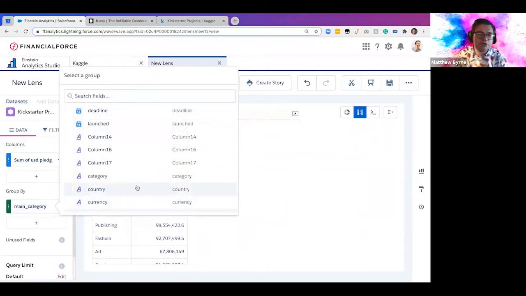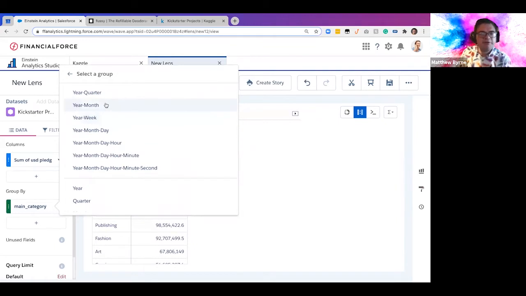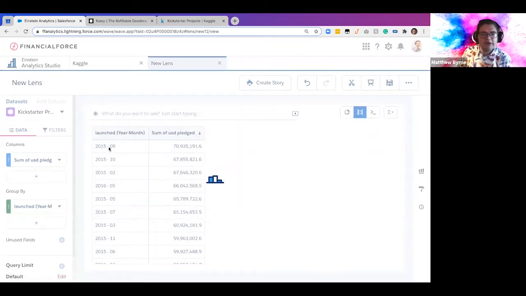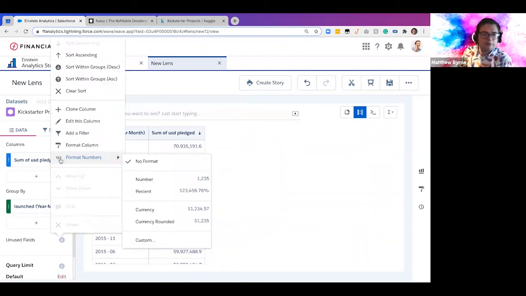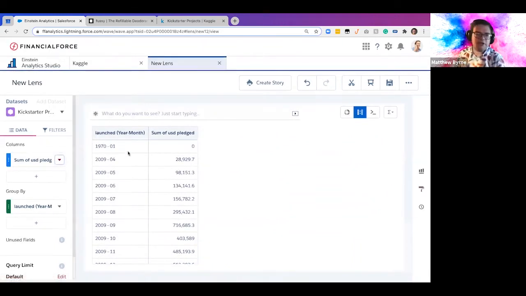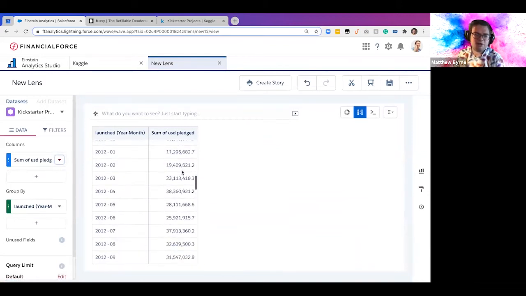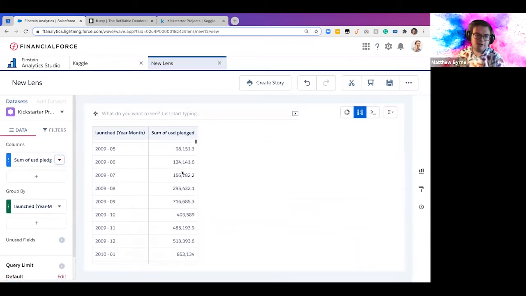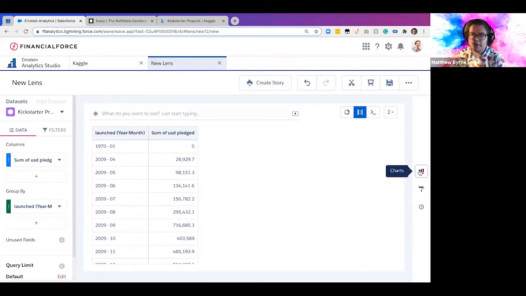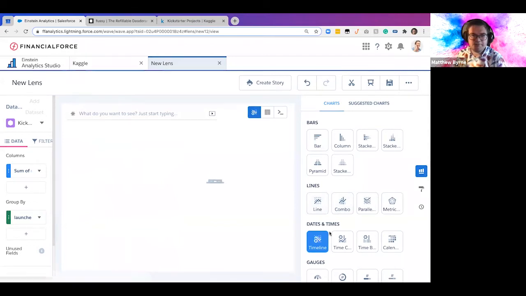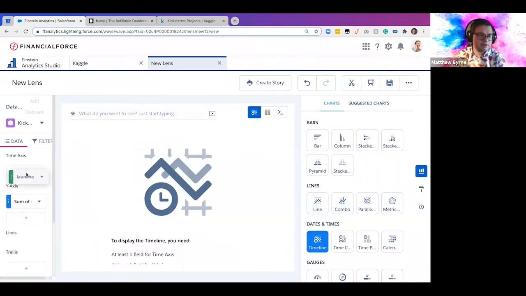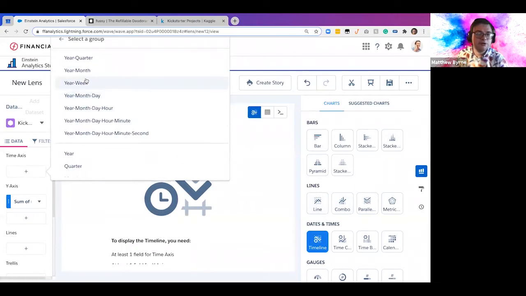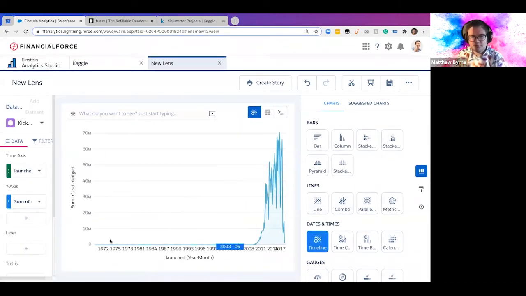If I was to change this and instead tell me how much was invested by each year and month, okay, let's remove that sort. I can see from the very beginning how much has been pledged for all time. Now this is going to change if we were to view this as a timeline chart. We need a time axis. Let's put that up there. Let's change that. I don't want lines. I'm going to have launched year, month. We can see the growth.